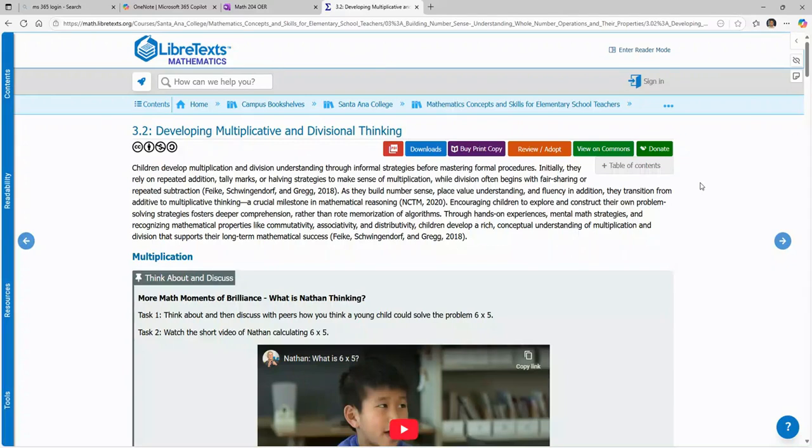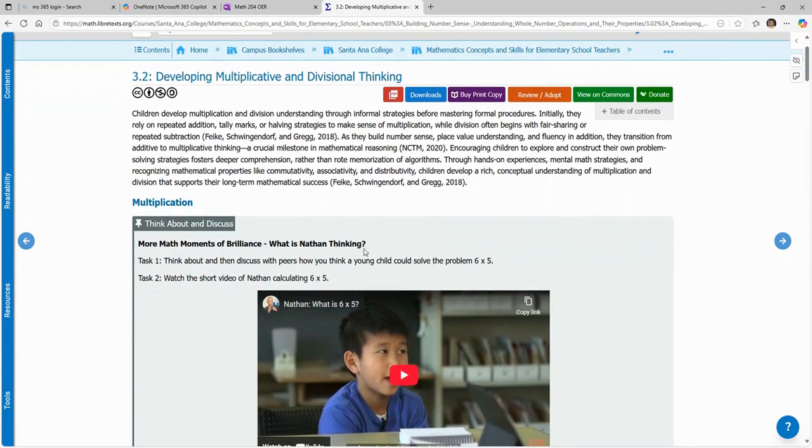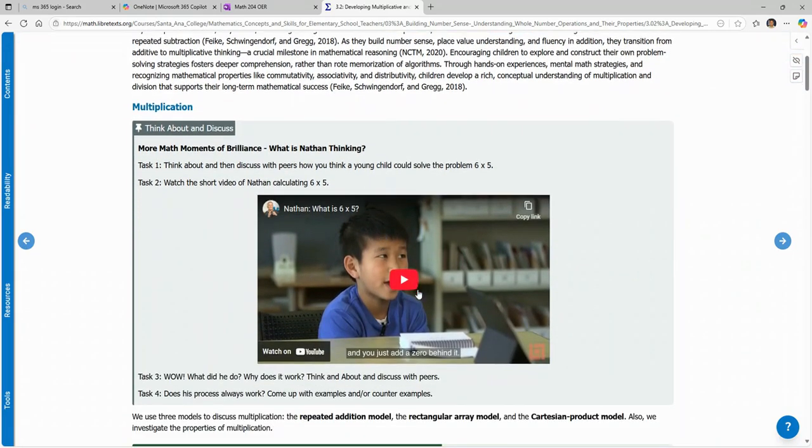Let's go ahead and take a look at chapter 3.2, multiplicative and divisional thinking. Multiplication and division, what we're going to look at. Before we jump into the notes, I want to again point out the textbook and being able to play the interactive component of the video and really listening to how Nathan decides to multiply 6 times 5.